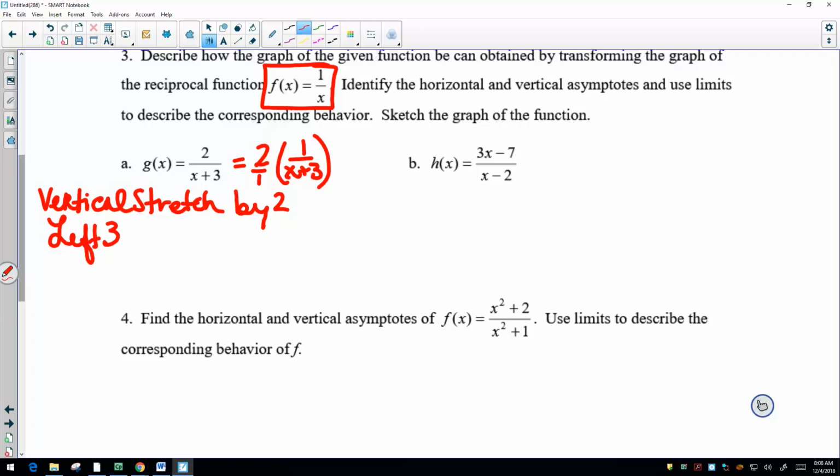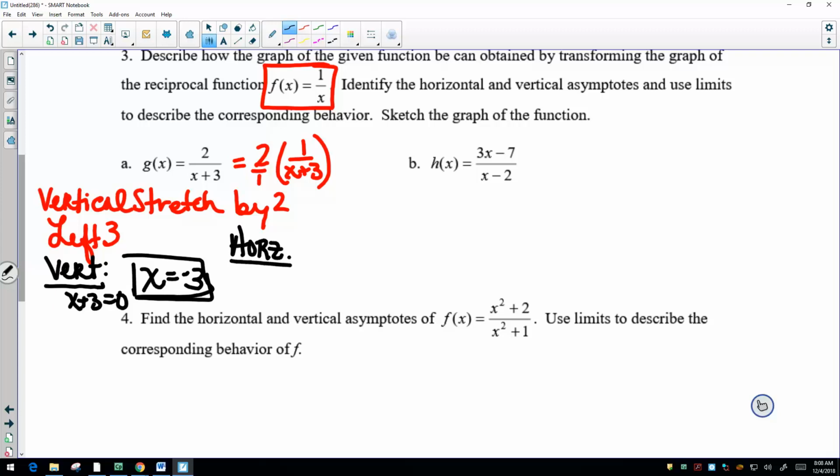Okay. If we need to identify vertical and horizontal asymptotes, our vertical asymptotes, we said, would be found from the denominator. So if I set x plus 3 equal to 0 and solve, that means my vertical asymptote would be at x equals -3. Our horizontal asymptote is found by examining our degrees of the numerator and denominator. And this is similar to the one that we had on the front. The numerator is less than the denominator, so that should tell us we have a horizontal asymptote at y equals 0.